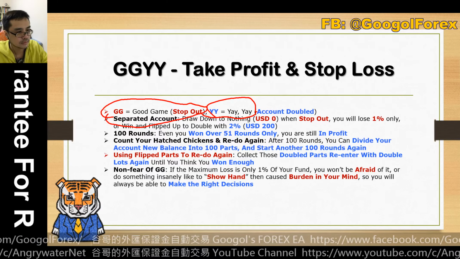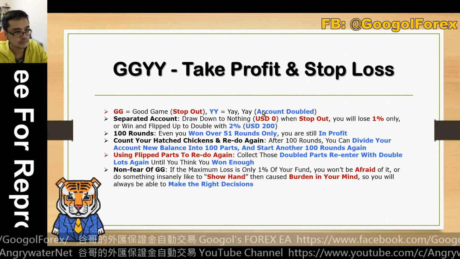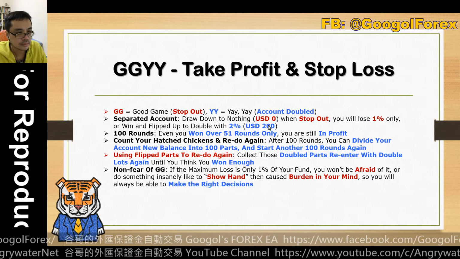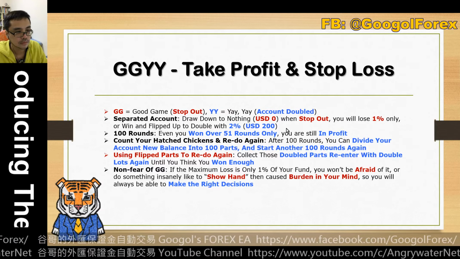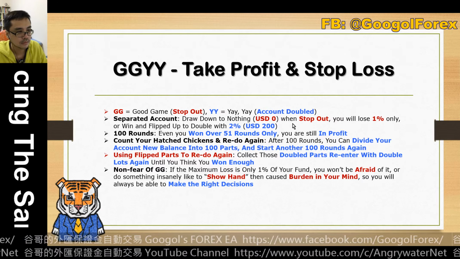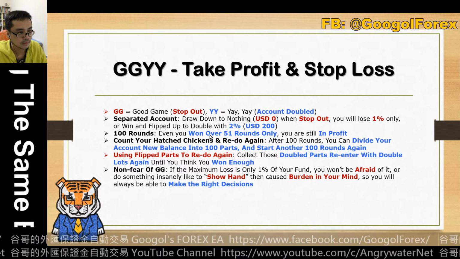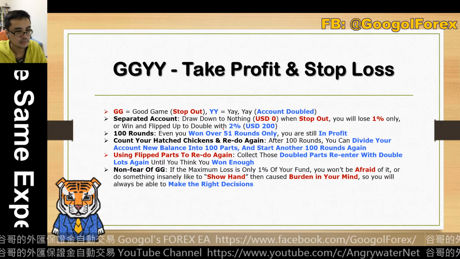The rule of GGYY is simple enough: use some percentage of your fund in a separated account to trade, and win it to double or even more. At the same time, it controls your risk to lose only a definite percentage of your fund.